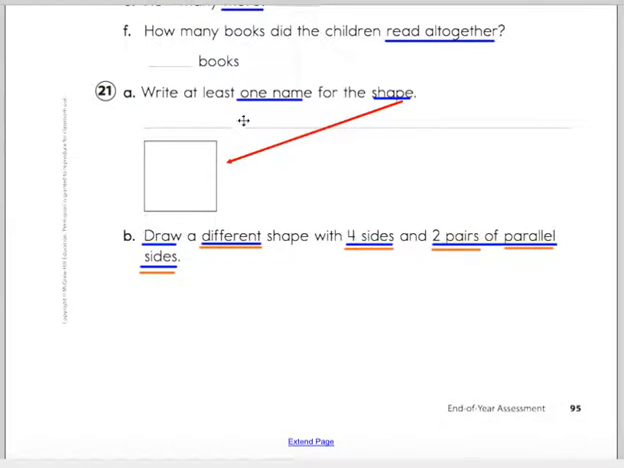Write at least one name for the shape. So on this line right here, what is the name of that shape? What would you call that? Can you write that name right here? Stretch it out to the best of your ability, please. Now down here, you're going to draw a different shape right in this big open area. You're going to draw a shape that has 4 sides and 2 pairs of parallel sides. So 2 pairs of parallel sides. Can you draw me another shape like that?